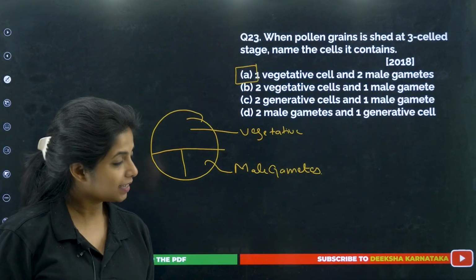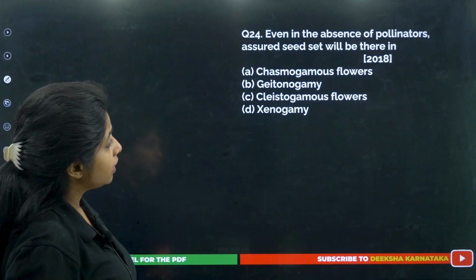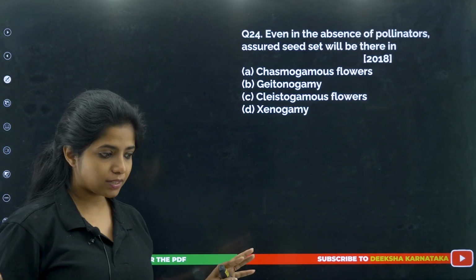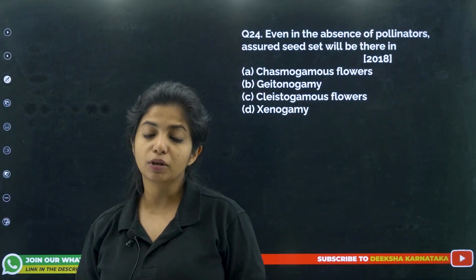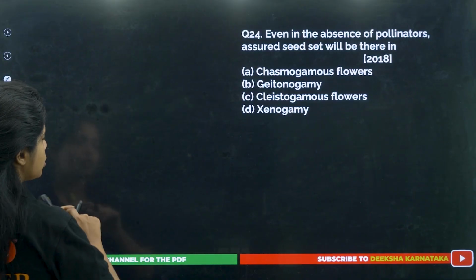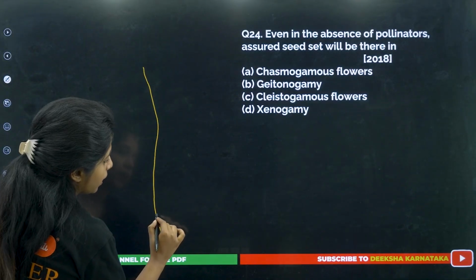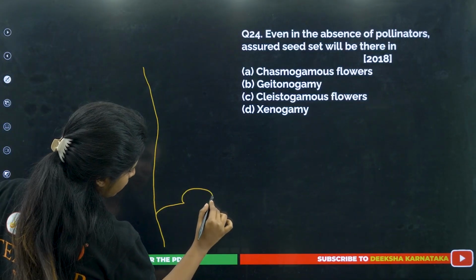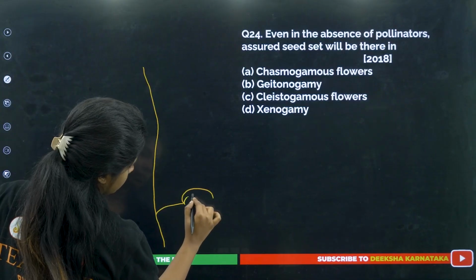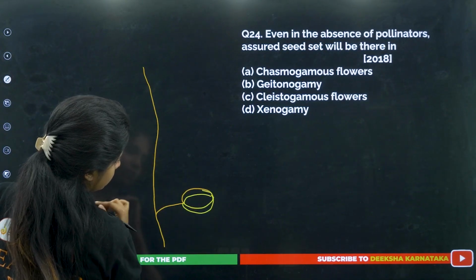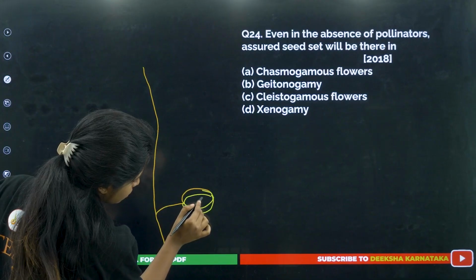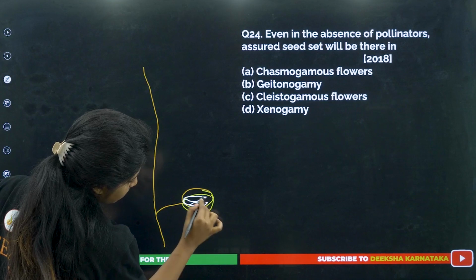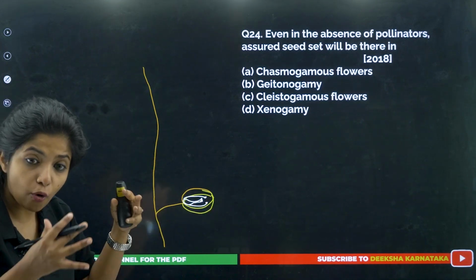2018 question. Next, even in the absence of pollinators, an assured seed set will be there in what type of flowers? Pollinators are not there, as in wind, water, nothing is there. Still, I am sure pollination will be happening in plants having flowers somewhat like this. The petals cover up like this and never open, and inside you have the female stigma and the male stamen. This type of flower always remains closed.